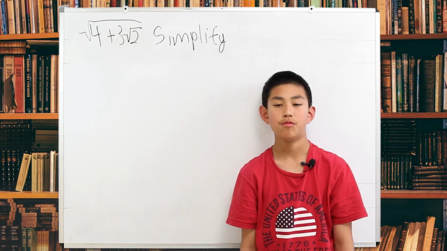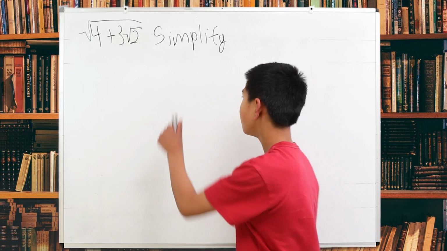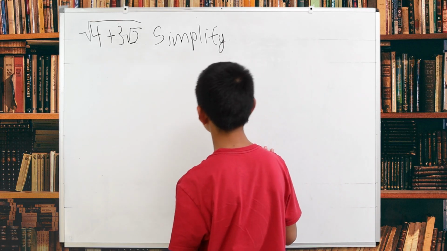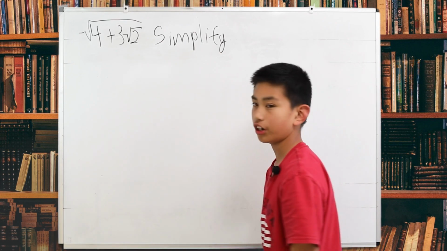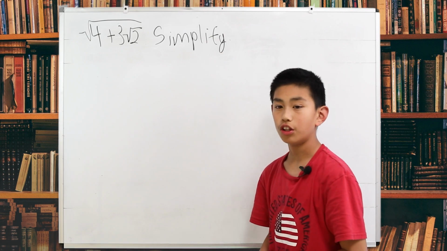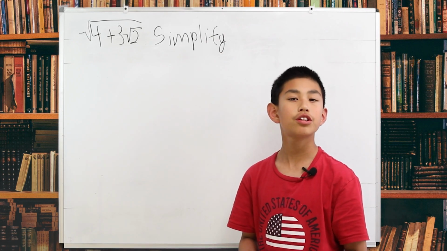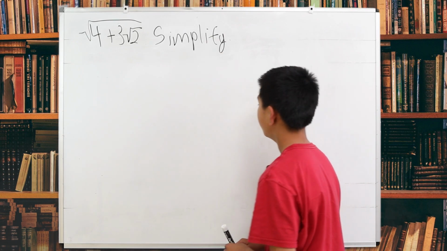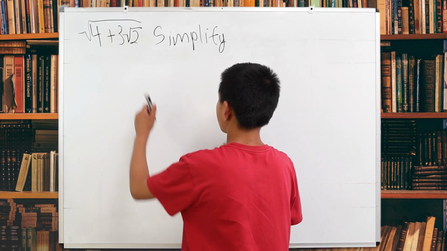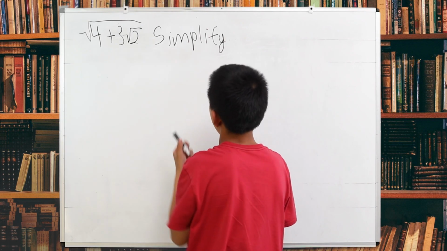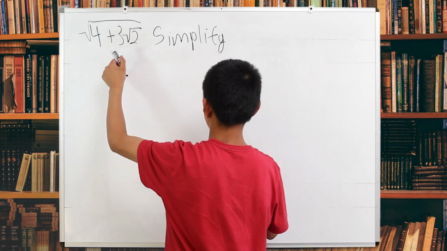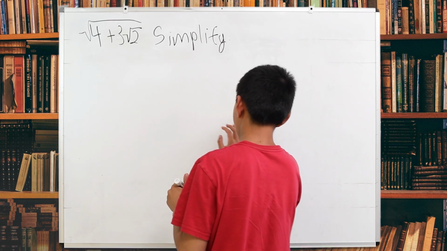We have a problem where we need to simplify the square root of 4 plus 3 times the square root of 2. Now, one thing to note is that in these simplifying problems, the lower the numbers are, the harder it is to simplify. So now we realize something. We realize that 3 and 2 are both prime, so those can't change. So we can only use the 4.